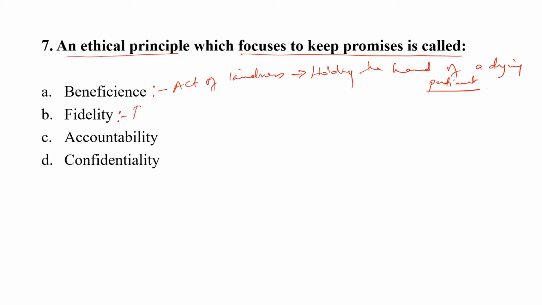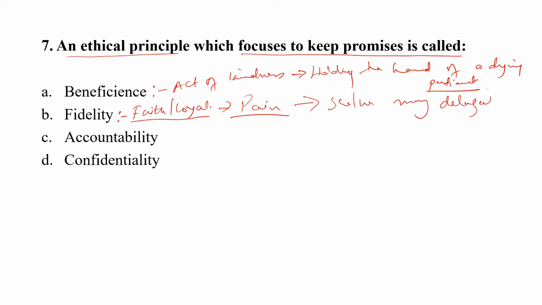Fidelity means faithful or loyal. So in nursing, fidelity means the nurse keeps a promise to the patient. For example, the nurse promises the patient that she will come back in 30 minutes to assess the pain of the patient. So after 30 minutes, either that nurse who promised the patient should come, or she or he may delegate an order to check on the patient's pain.